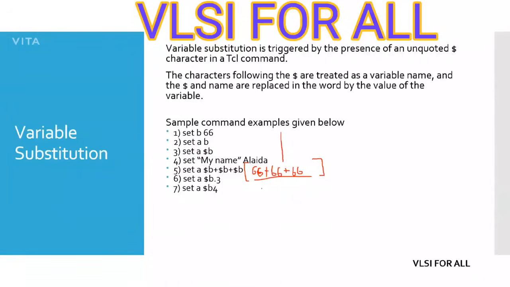That's it. Can you try what would be the value for 6 and 7? You would have got an idea now. So 6 is 66.3. That's right. It's just going to substitute $B with 66.3. So what would be the answer for 7?